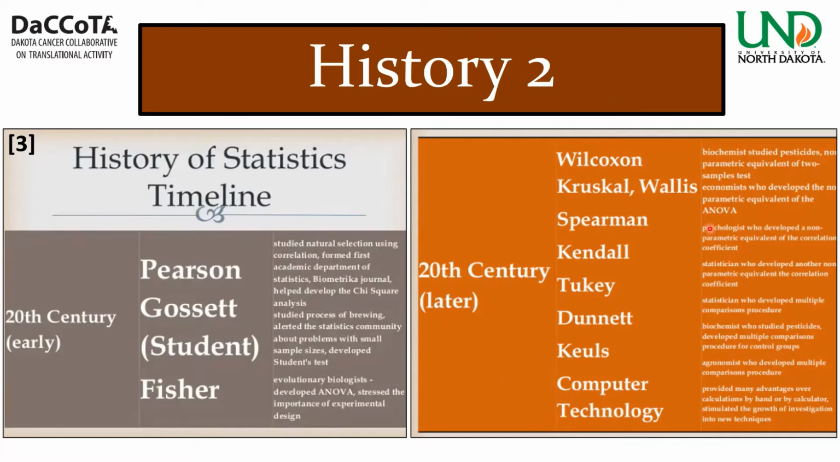Then later on in the 20th century, if you're at all familiar with common statistical tests, we start to see Wilcoxon, Kruskal, Wallis, Spearman. These are all last names of statisticians, and a lot of their tests, predominantly either non-parametric or appropriate multiple comparisons tests, bear their name. So there's a Wilcoxon test named after Wilcoxon, Spearman after Spearman, etc. But then at the very end, you start getting this computer technology. And again, it provided many advantages over calculation, and made it a lot easier and simpler.